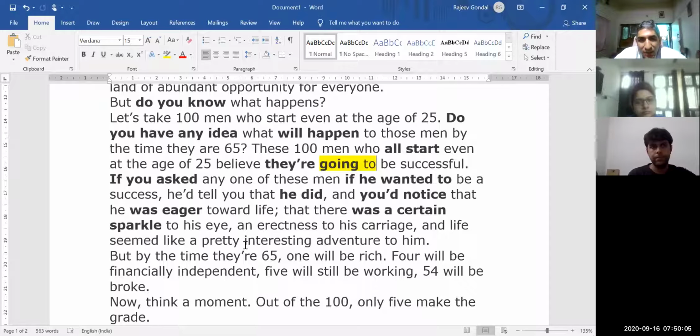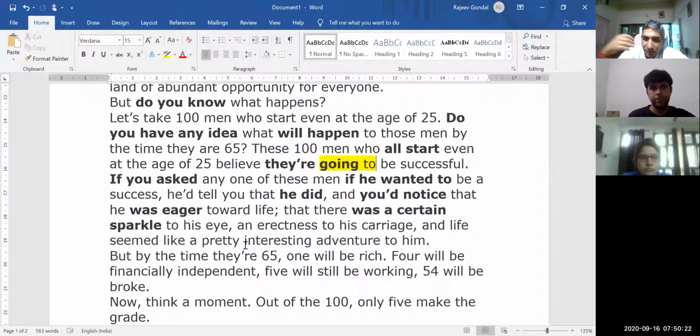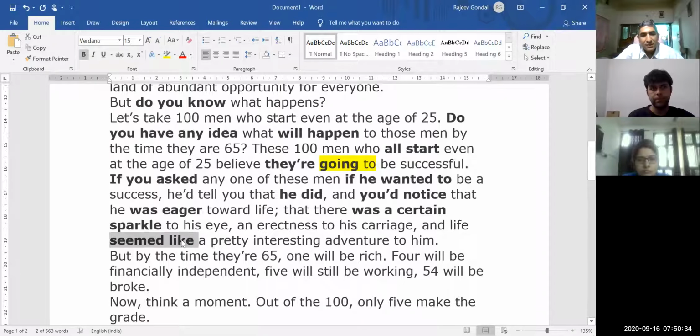And you would notice that he was eager toward life. Now this fellow is running the past, that's why we are saying he was eager toward life, that there was a certain sparkle to his eye, right? So this is all in past tense. There was a certain sparkle to his eye, an erectness to his carriage, and life seemed like — now "seemed like" is again past tense, isn't it? The "ed" has been added. A pretty interesting adventure to him.